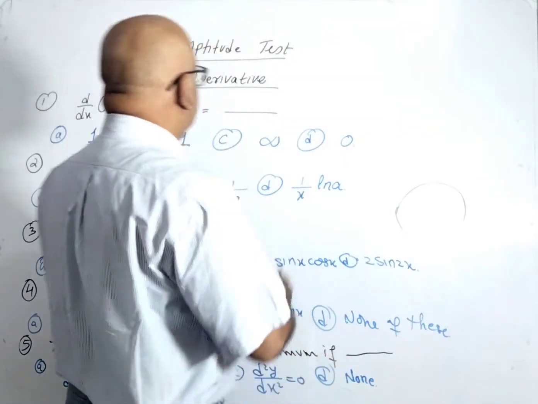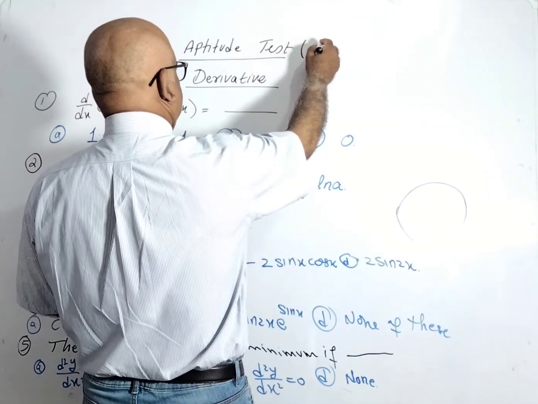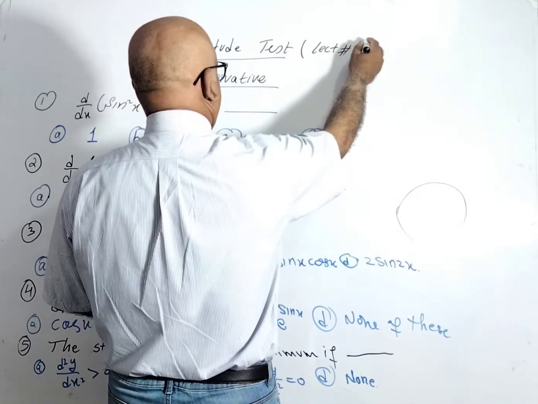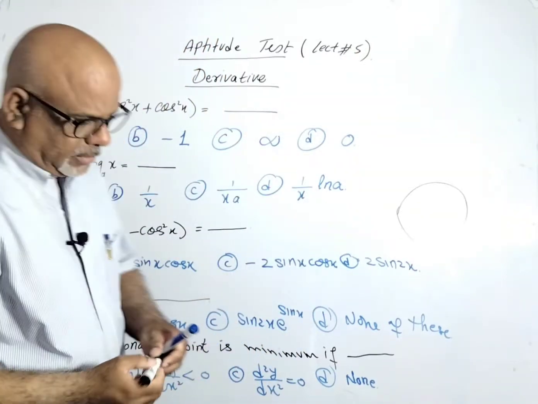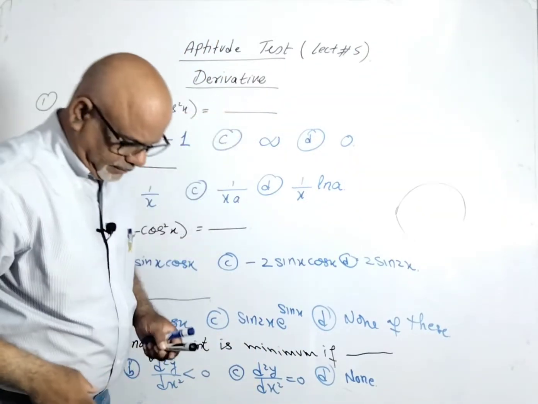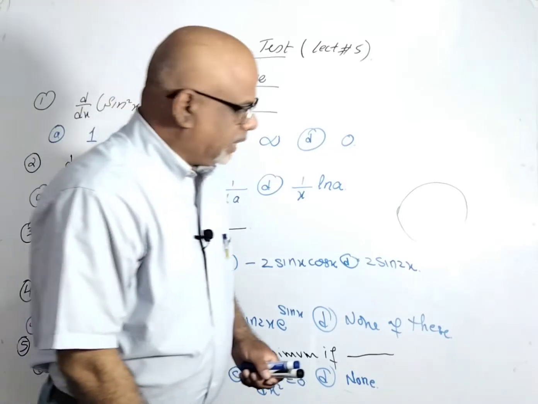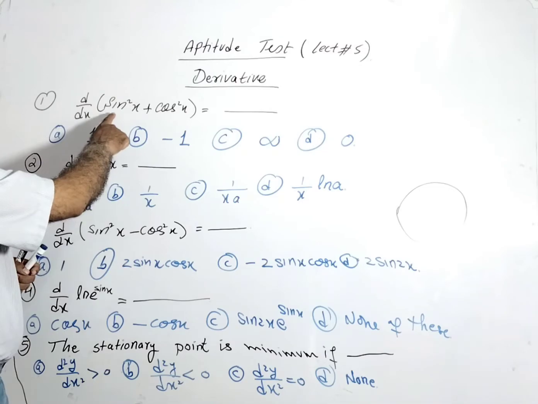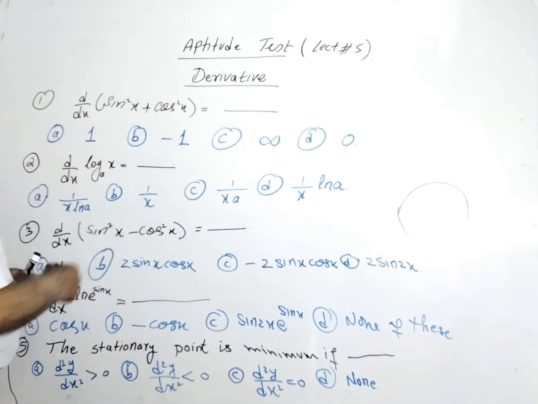We have a fifth lecture on the aptitude test, and today we have to discuss the topic which is derivative. So here, derivative of sin square x plus cos square x.